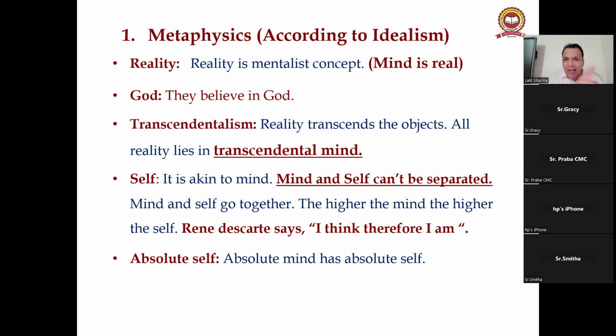Now we are done. It was said by, what was his name, Rene Descartes. Okay, so that's why we can put this in the answer also. Even in the notes, I have taken all these things from the notes which I have already given you 4-5 months back. Right, guys? Rene Descartes says that I think, therefore I am. Absolute self, absolute mind has absolute self.